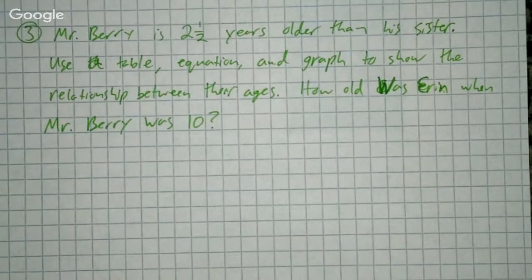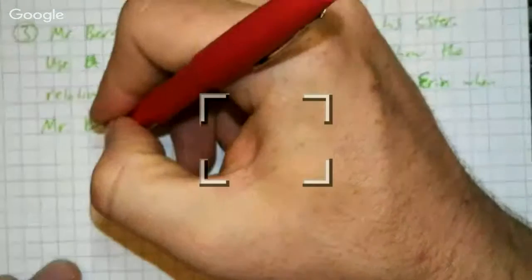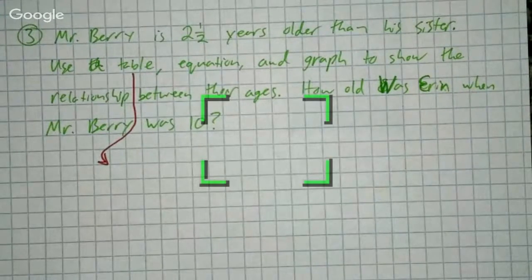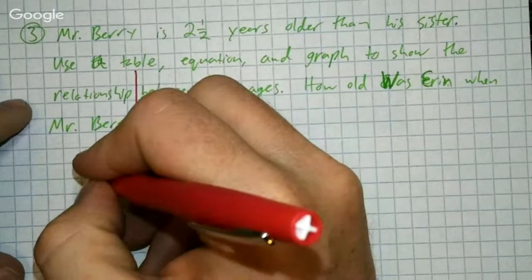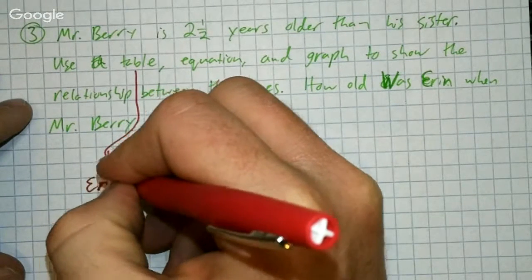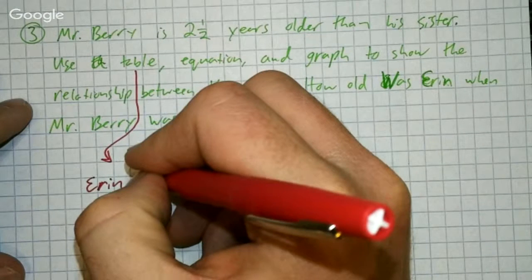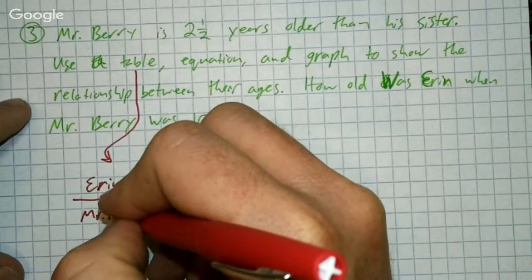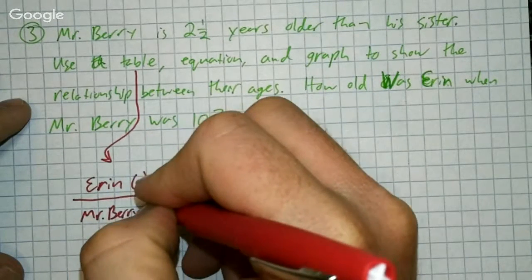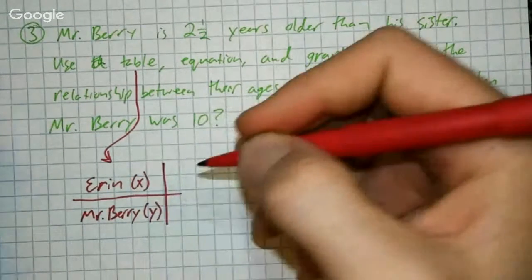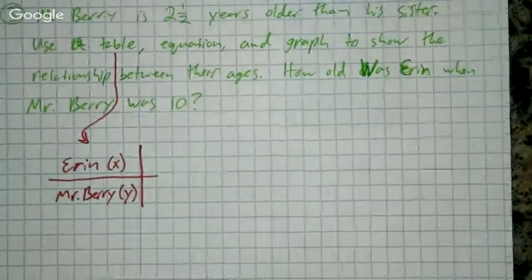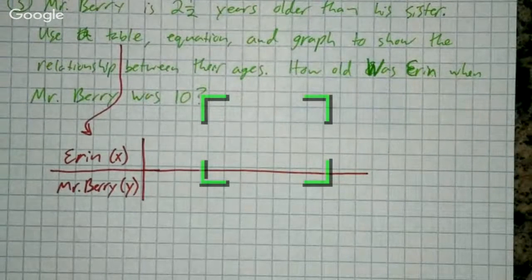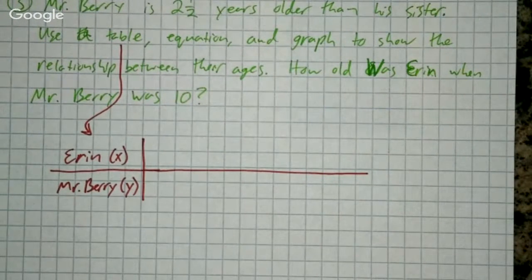I'm going to use red as my table. So here we go. Okay, so we're using a table. So let's start. We want to know the ages. So here's Erin, who's going to be our x value. And here's Mr. Berry, who is going to be our y value. There we go. So now we have the beginnings of our table. So I'm going to extend out the table now.